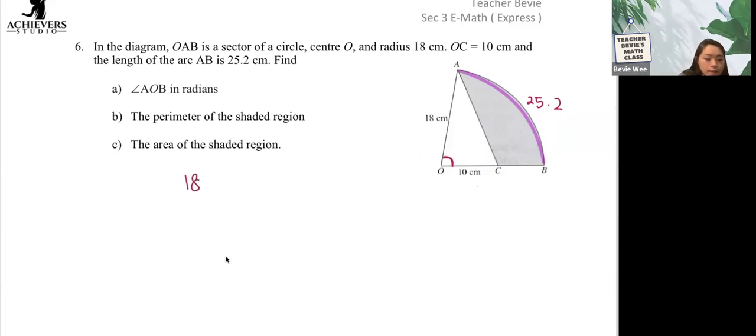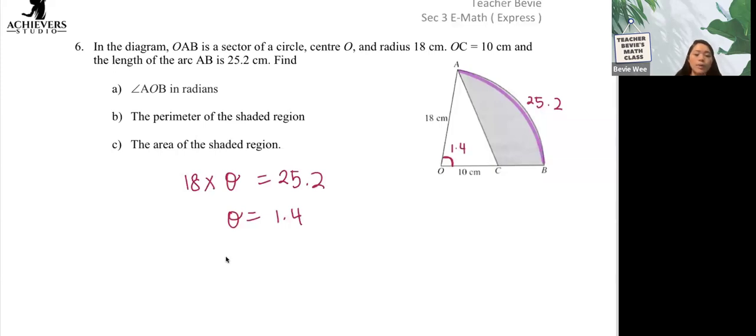So my radius is 18, my theta is unknown, and I want it to be 25.2 arc length. So I just take theta to be how much? Michaela, how much is it? I just take 25.2 divided by 18, I get 1.4. And this is my angle in radian mode.